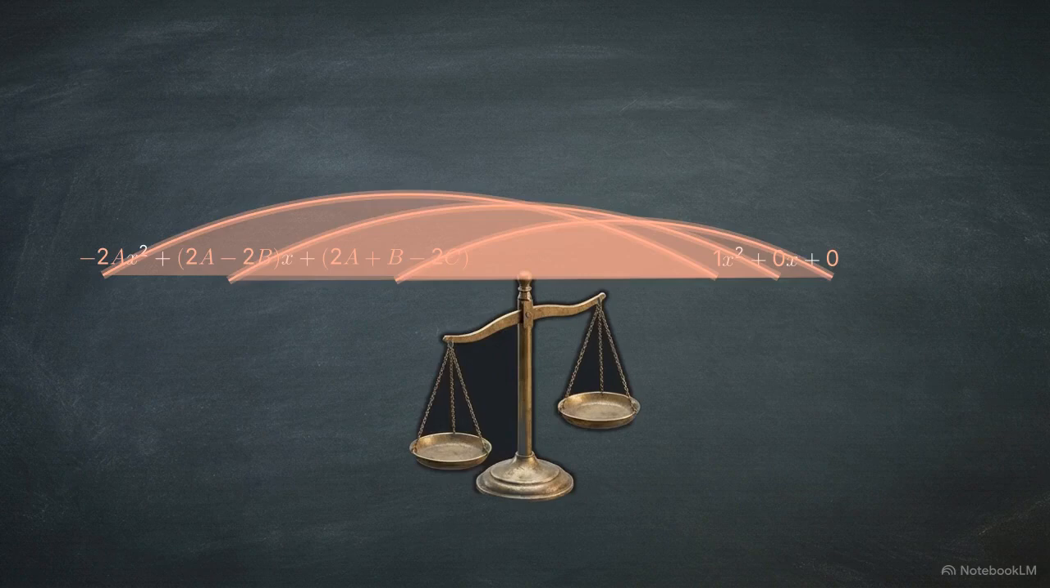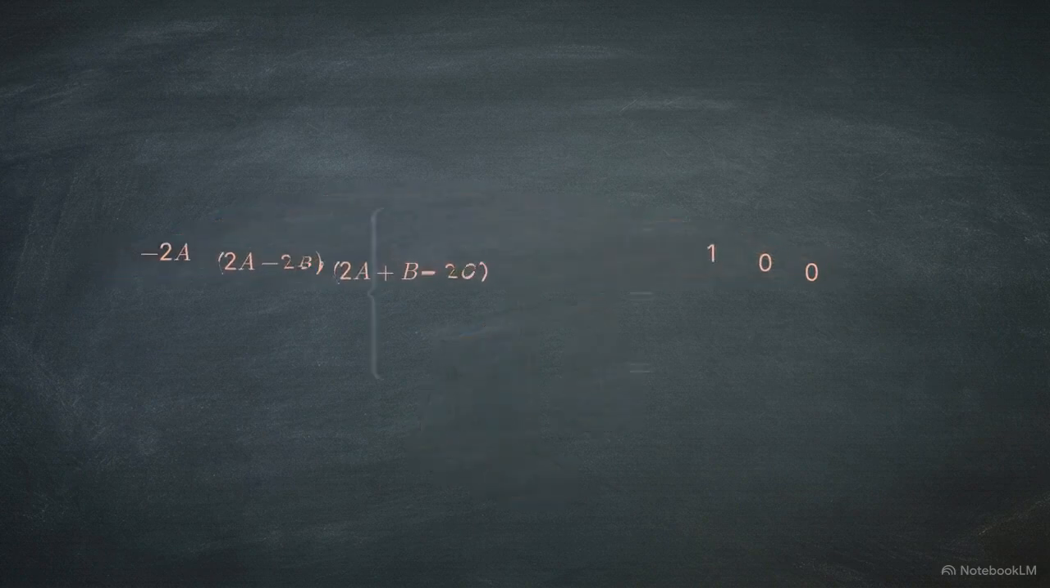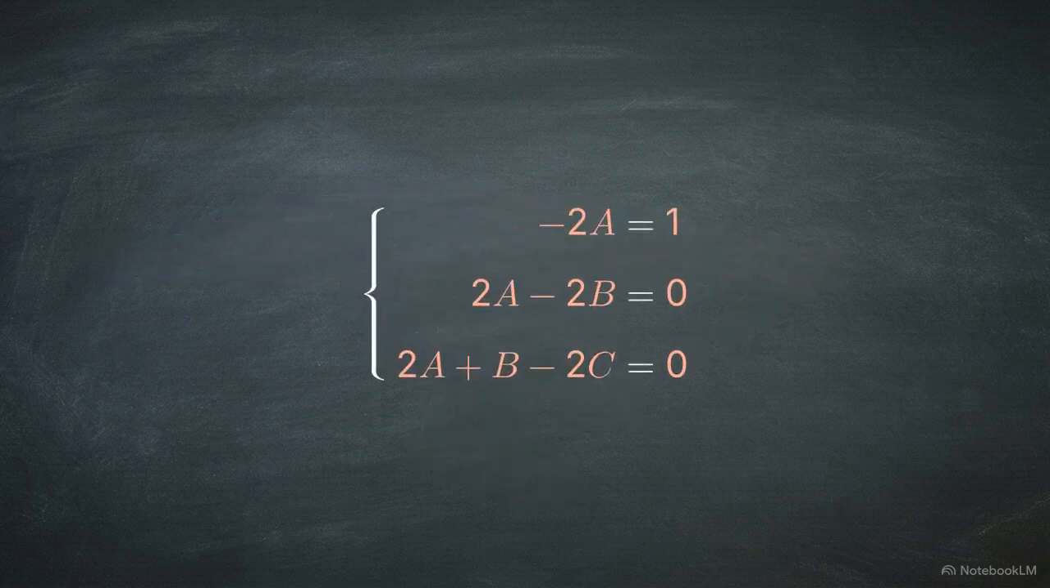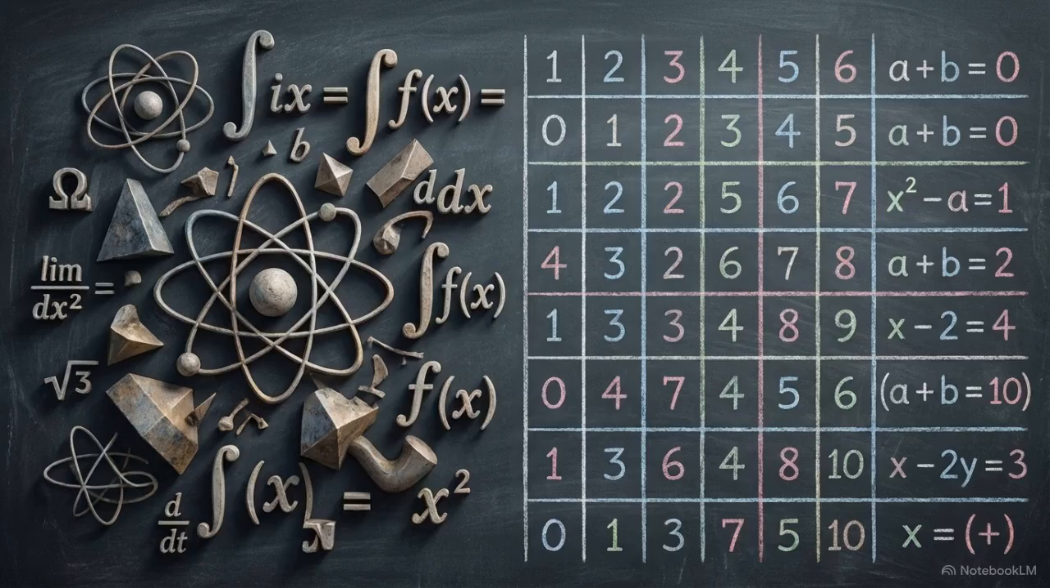By equating these grouped terms, we extract a basic system of linear algebraic equations for our unknown constants a, b, and c. Notice the procedural shift. By strictly guessing the structural form, we effectively downgrade a complex calculus problem into a straightforward linear algebra matrix.